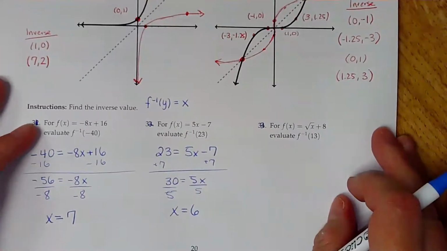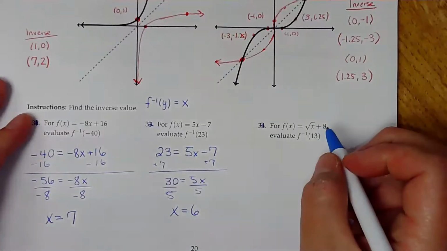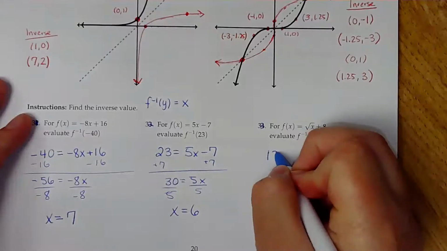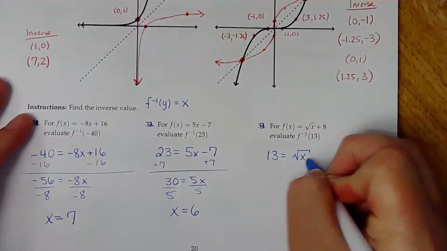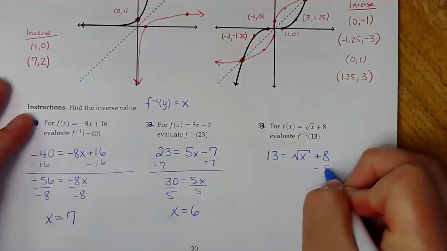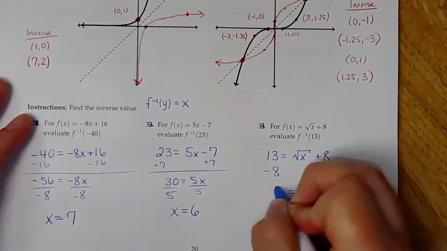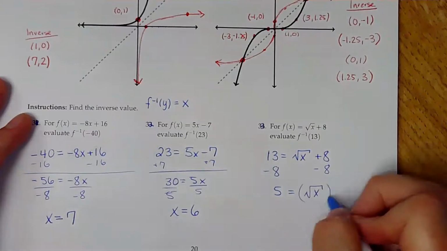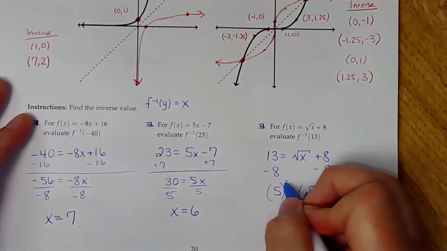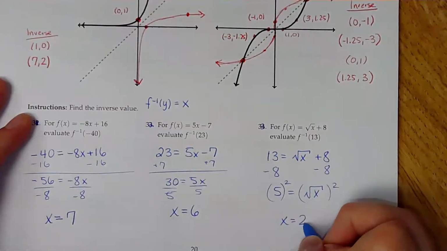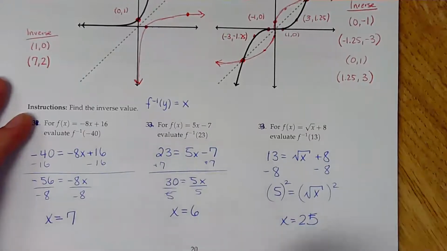And let's see, for f of x equal to square root of x plus 8, we want to evaluate f inverse of 13. So 13 is equal to the square root of x plus 8. Subtract 8 from both sides, we get the square root of x is equal to 5. And then I'm going to square both sides here. So that tells me x is equal to 25 here.